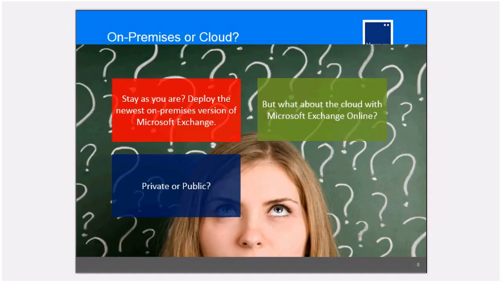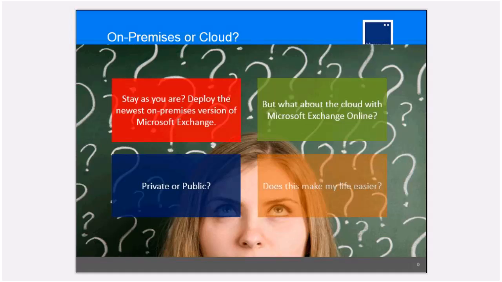Or you could go to a public cloud, a software as a service, such as Microsoft Exchange Online, where you are in a multi-tenanted environment, where obviously your data is still going to be secure, just not as secure, where the ability to customize your environment is lessened considerably.